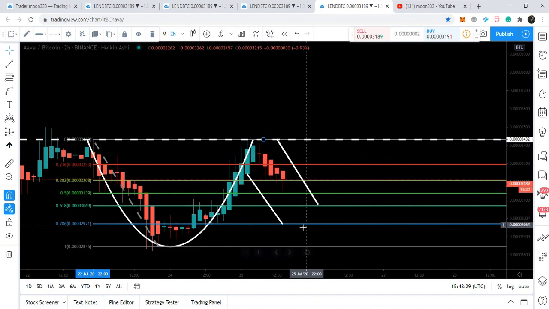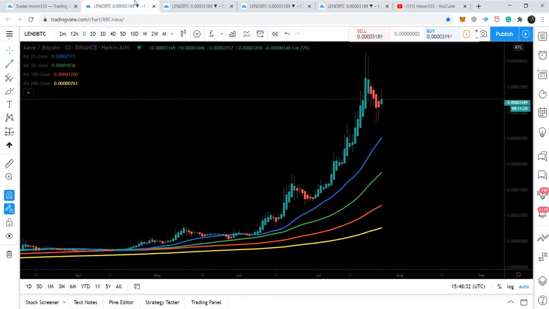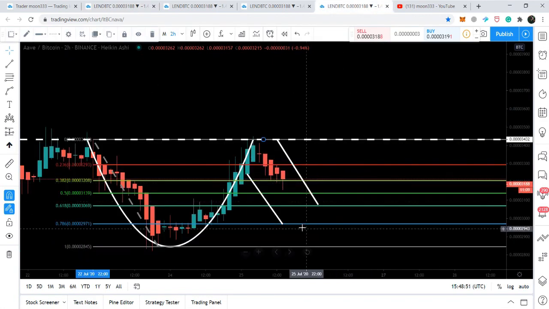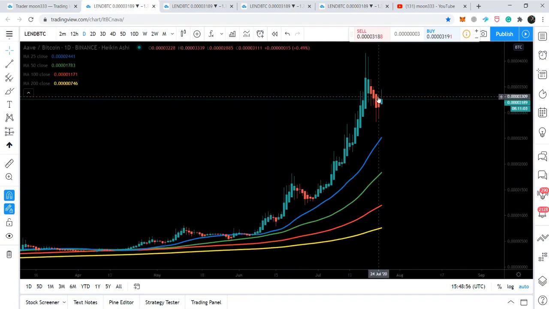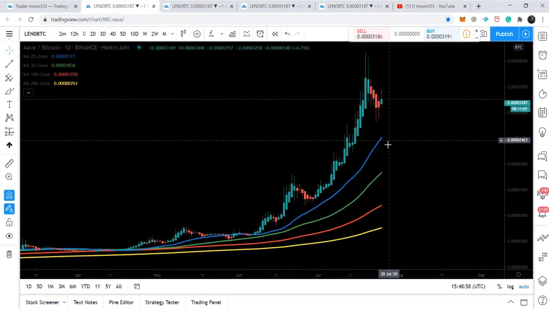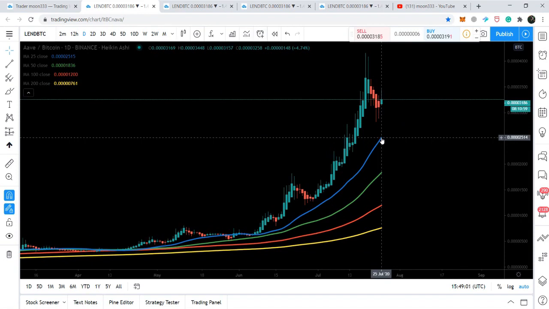But if this level is broken down, then we can expect that on the daily chart the price action can move down to this 25 simple moving average, because for a long time period the price action did not touch this 25 simple moving average and used it as a support. So if that 0.786 Fibonacci retracement level is broken down, then we can expect that the price action can move further down to this 25 simple moving average that is at 2,515 satoshis at this time.